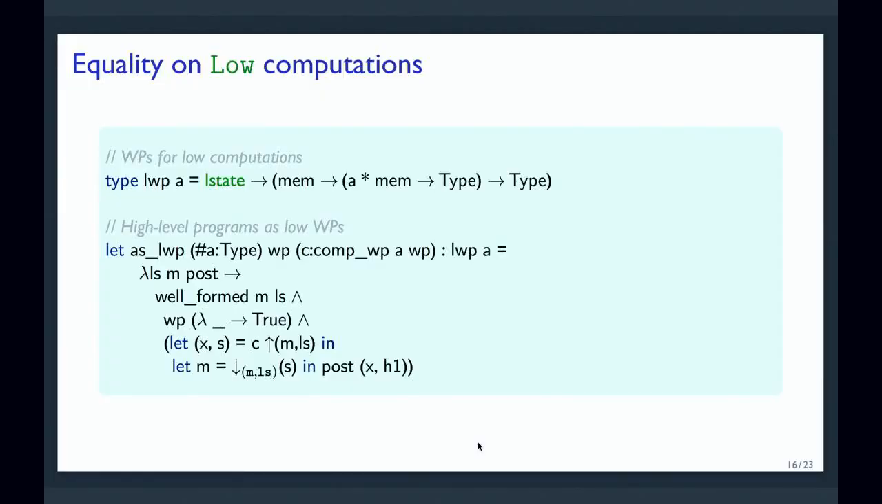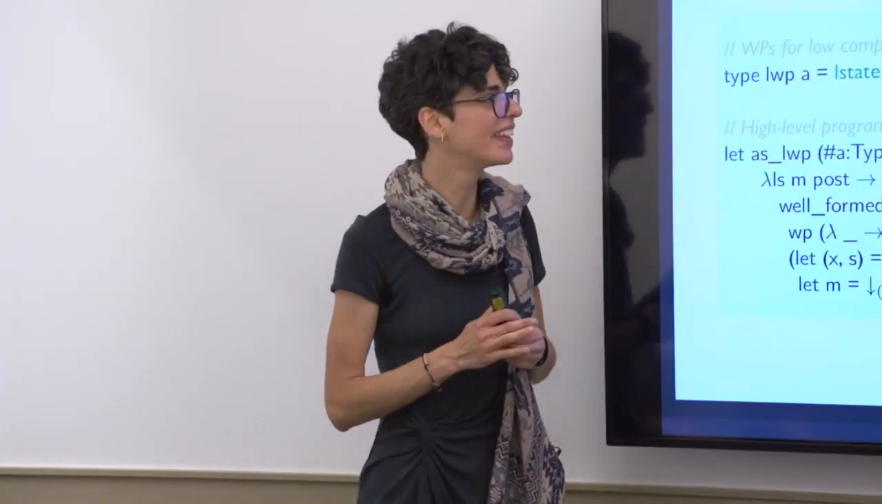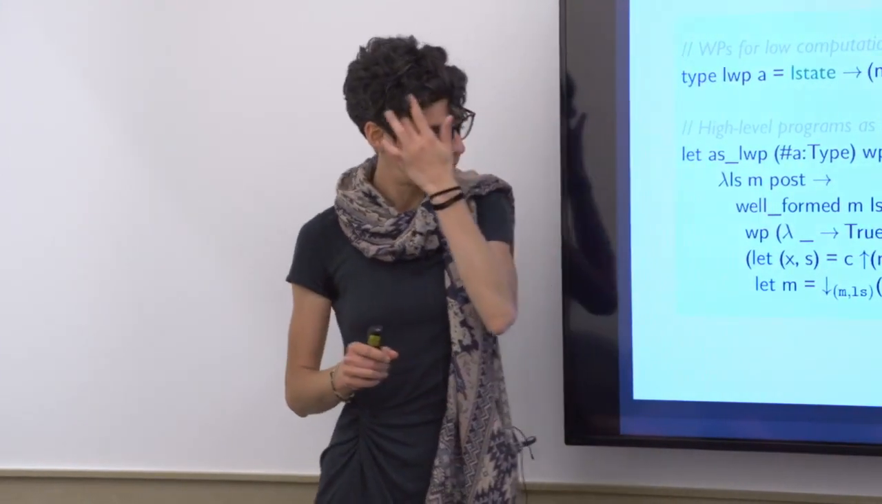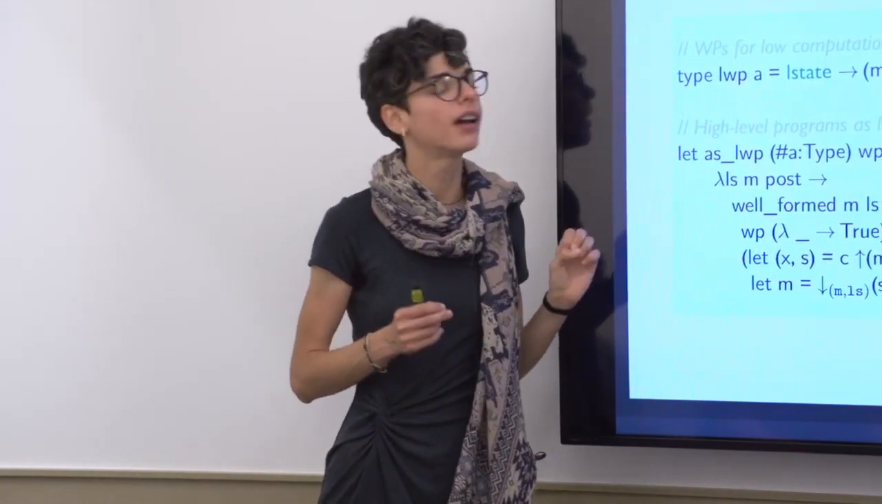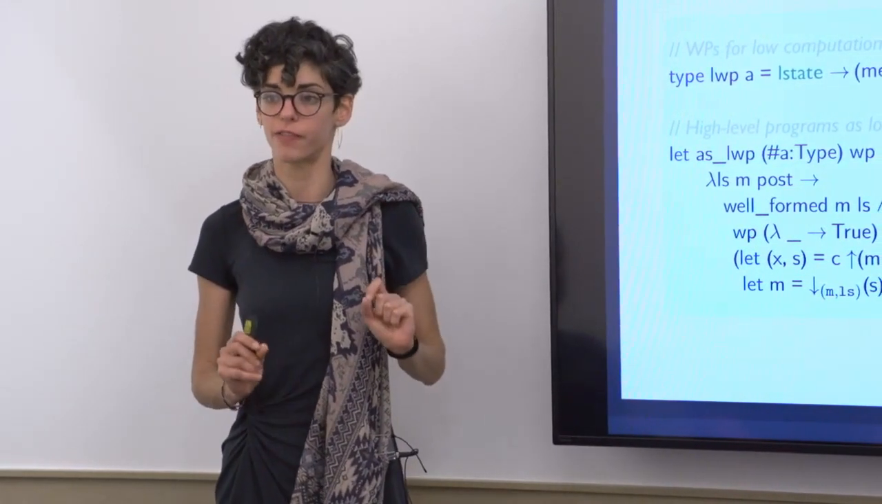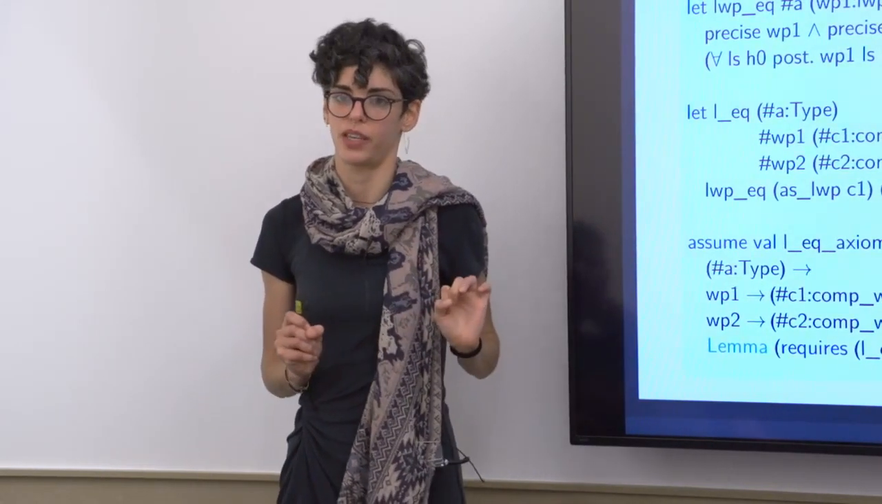So let's start by trying to define equality of low-level computations. I might suggest you go a little quickly over this part. Okay, so I will present this very intuitively. This is the type of weakest preconditions for low-level programs, and we define that two low-level programs are equal if their weakest preconditions are precise. That is, they precisely capture the behavior of the program.